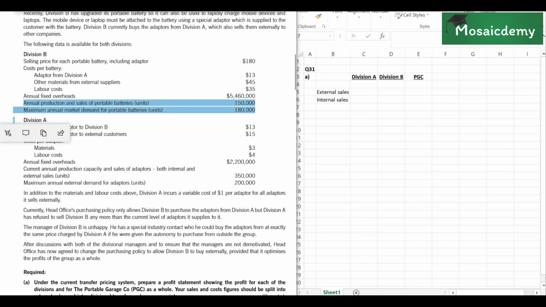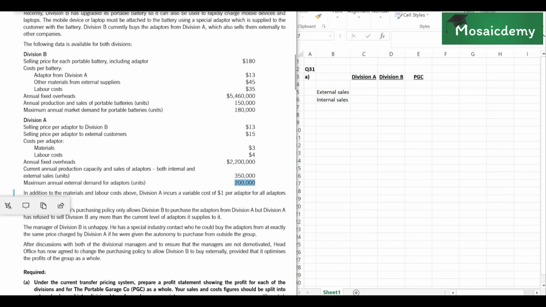Okay, now the manager of division B is unhappy. He has a special industry contact from who he could buy the adapters from at exactly the same price as charged by division A. So this would be relevant to the transfer price calculation, which we'll probably have later on. And after discussions with both of the divisional managers to ensure that the managers are not demotivated, head office has agreed to change the purchasing policy to allow division B to buy external. Okay, that's not relevant to our calculation. So basically external sales for division A would be the 200,000 demand and internal sales would be the remaining 150,000 that they're going to be selling on to division B.